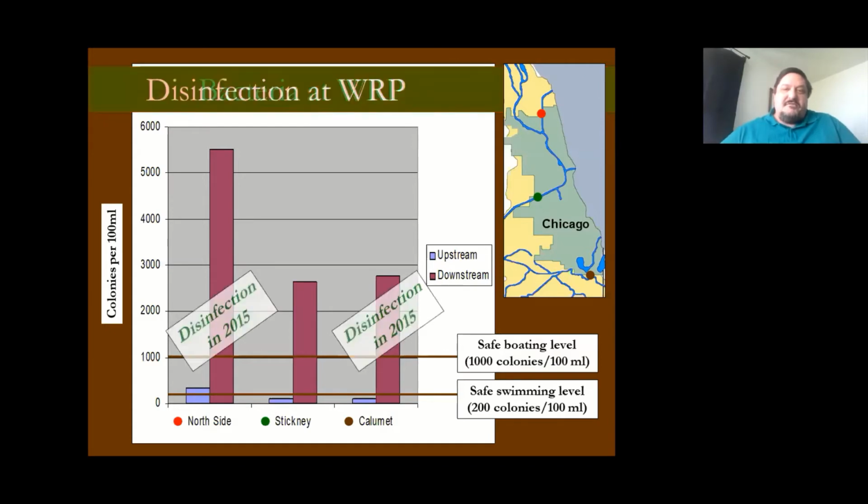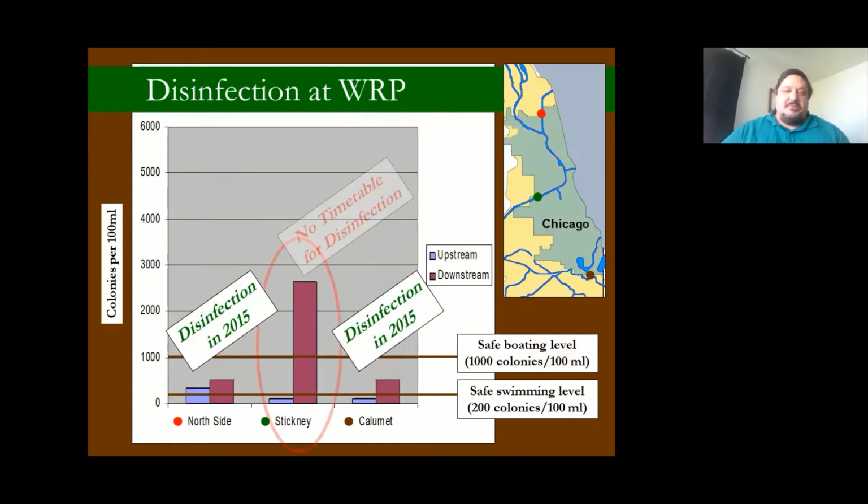In 2015, after the updated water quality standards, disinfection technology has been put in at the Northside plant and Calumet, and you can see their levels are much lower. That's actually not the actual level. I just wanted to get rid of the bar graph so it didn't distract everybody. But the Stickney water treatment plant still has no timetable for disinfection. It is not disinfected. And I have an idea that that's because it's so big. When it's so large, it's hard to put in that kind of technology.